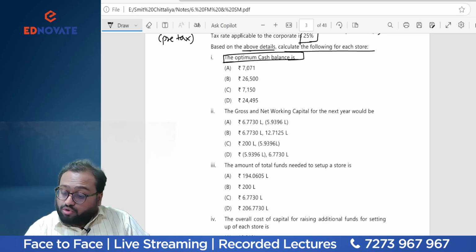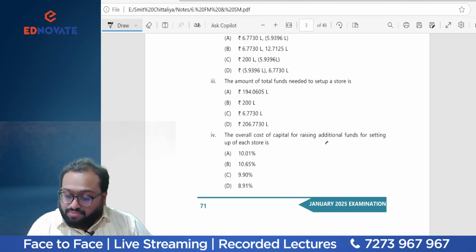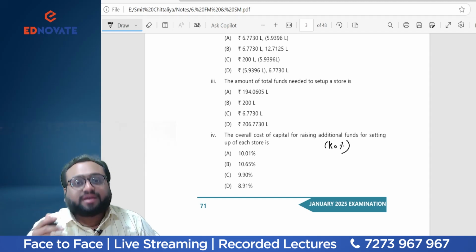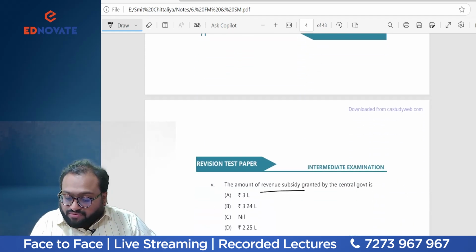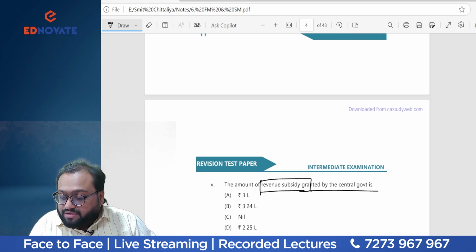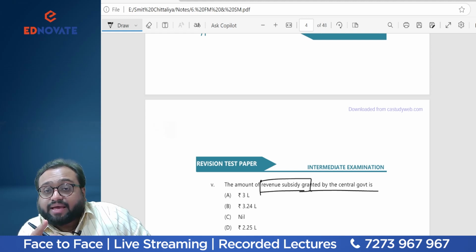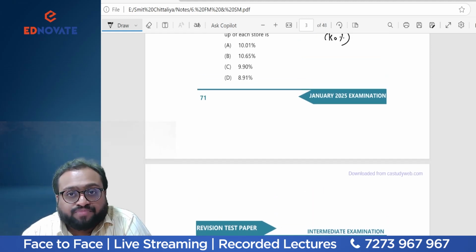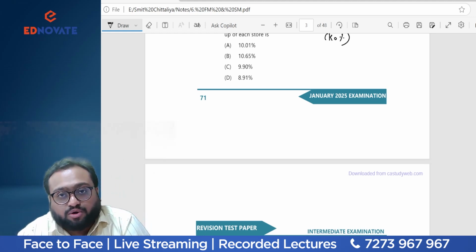Third, the overall cost of capital for raising the additional fund for setting up the store. That is nothing but my KO. And that also I told you that we need to find the KO. The amount of revenue subsidy granted by the central government: the central government will grant me subsidy only if my KO is less than 10%. So by default, I need to find out KO. If my KO is less than 10%, I'll get 15% of the gross profit, of the gross margin.